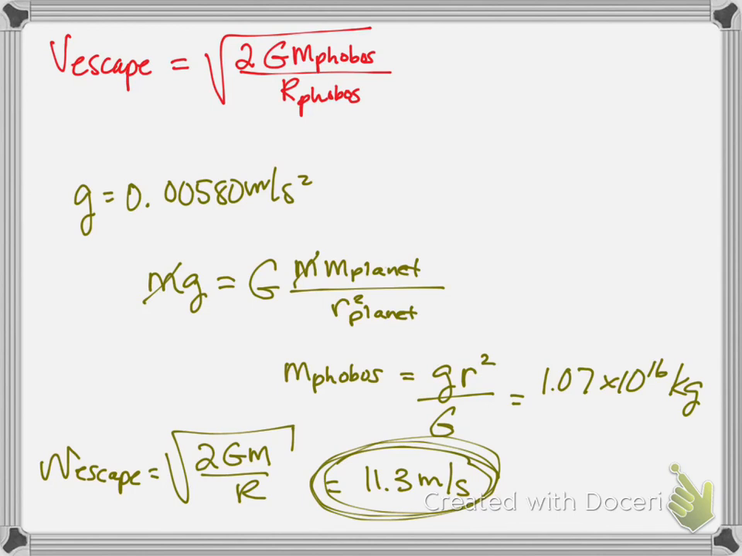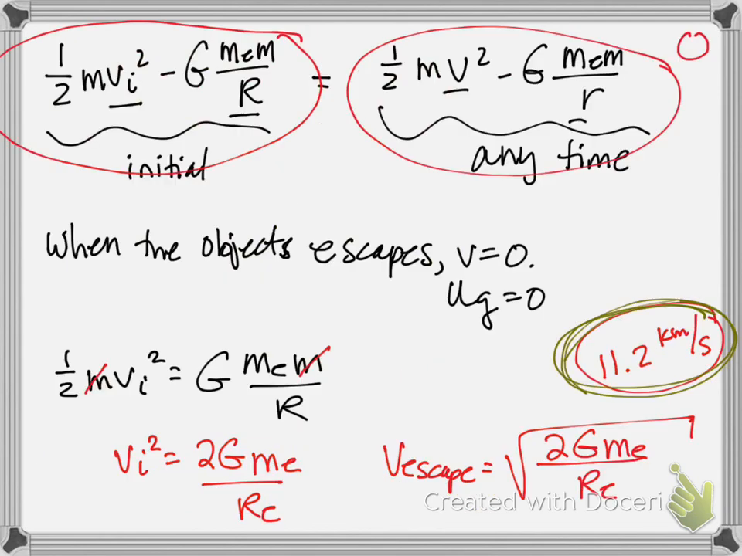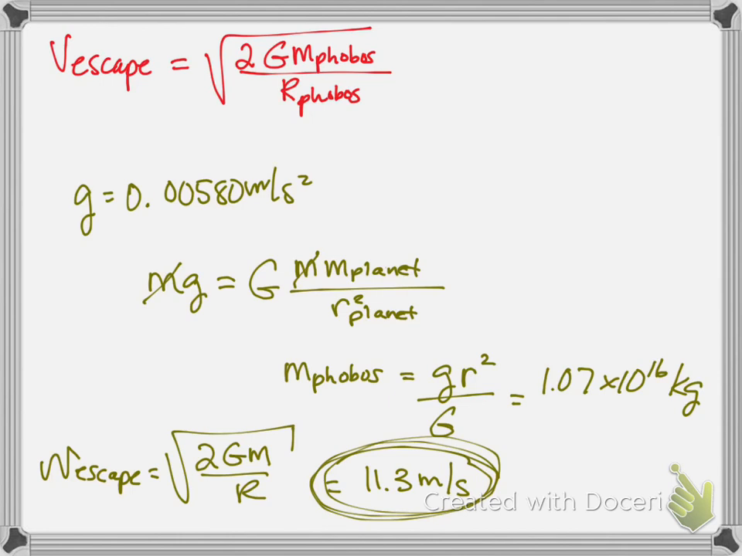So again, bookmark this because we'll probably come back to figuring out escape velocity. Here's how to find the escape velocity from any planet or moon or asteroid, and here's how to find it if you're not given the mass of a planet. So this was a tough question, but if you have any questions, let me know.